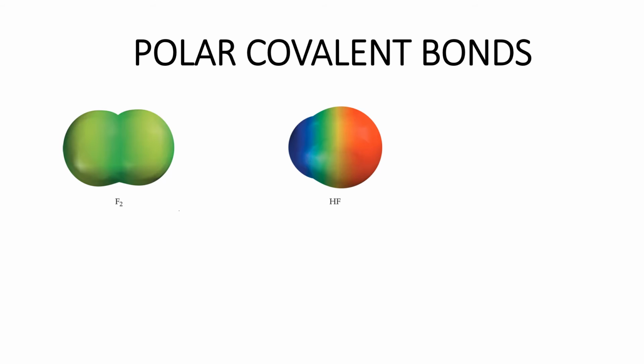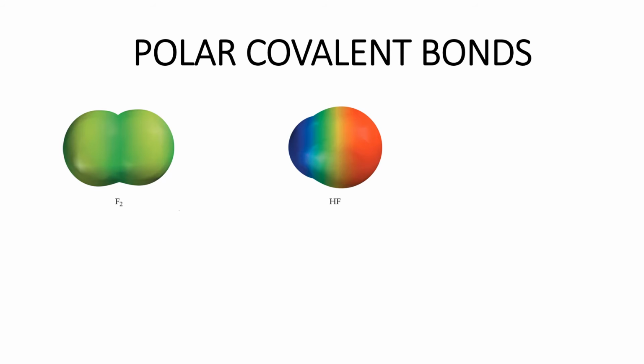Now let's consider some examples of polar covalent bonds. This is the fluorine molecule. It is a non-polar compound because both atoms are fluorine and have the same electronegativity. However, if you consider hydrogen fluoride, hydrogen has low electronegativity and fluorine has high electronegativity.